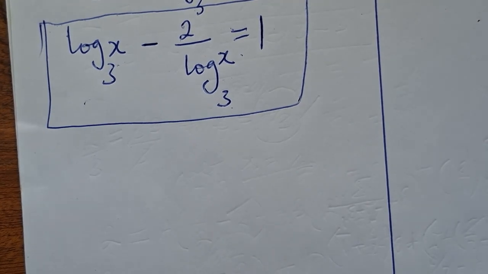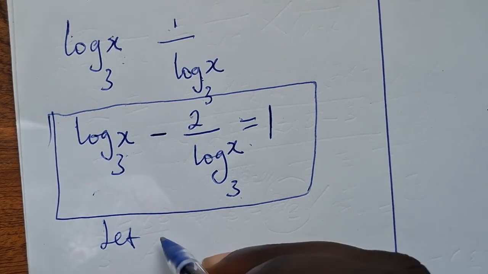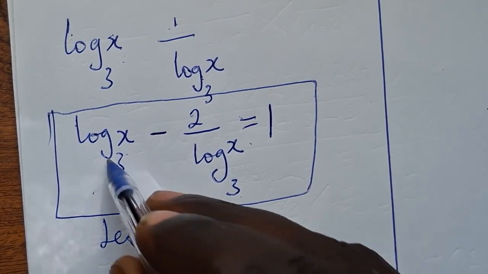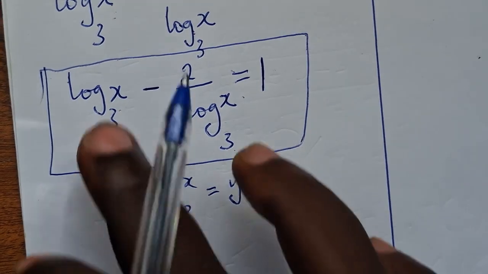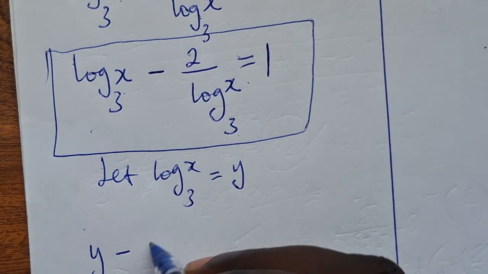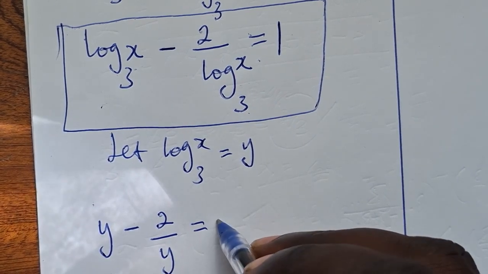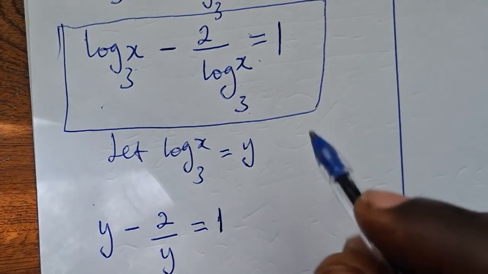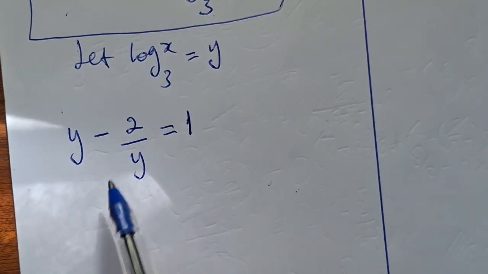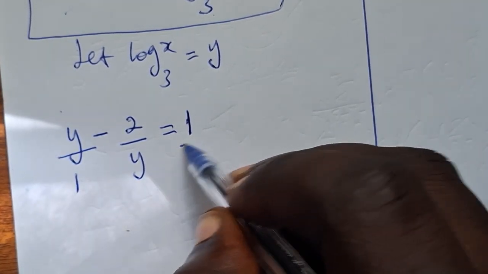Now, to make it look easier, we can let log base 3 of x be equal to y, so that we can replace all of it by y. So we have y minus 2 over y is equal to 1. We have just rewritten everything in this box, with each log replaced by y. And of course, this is the same as y over 1.